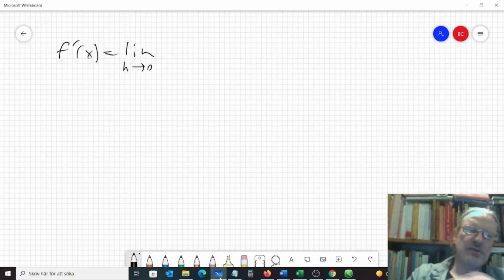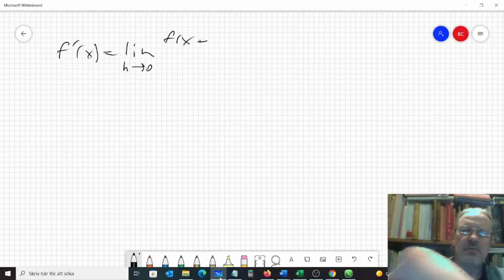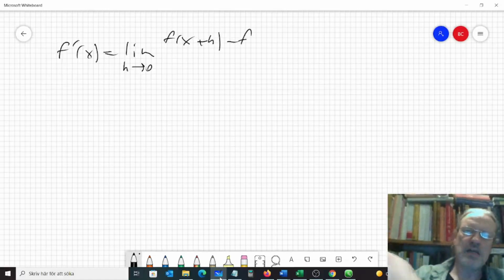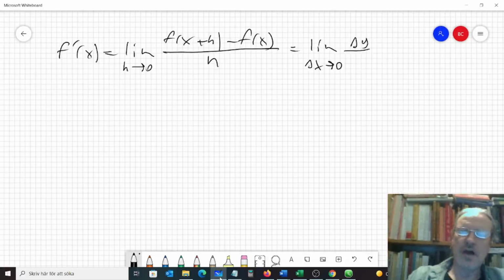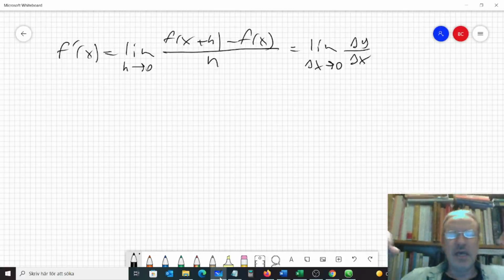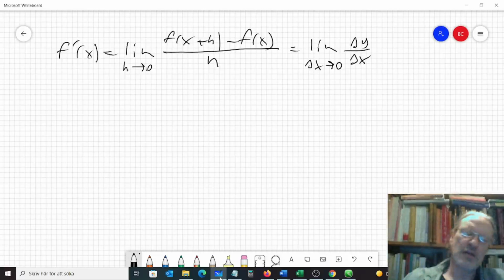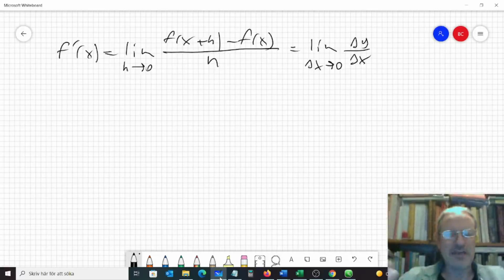h goes to 0 of f of x plus h minus f of x over h. And that is basically the limit as delta x goes to 0 of delta y over delta x. And we should now use this to find a few derivatives. And we should look at a fairly silly example to see that it just works.